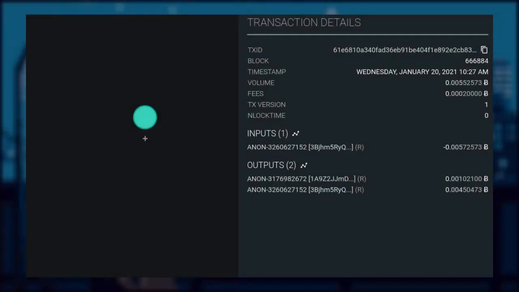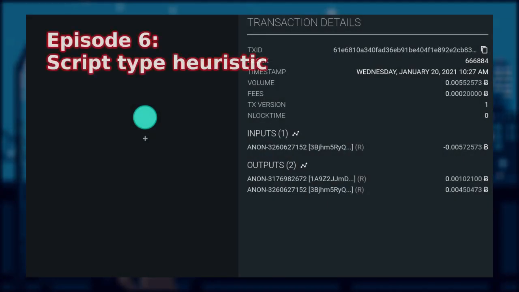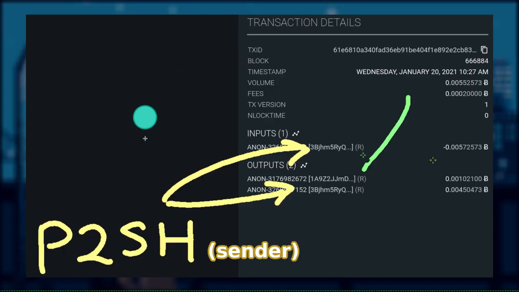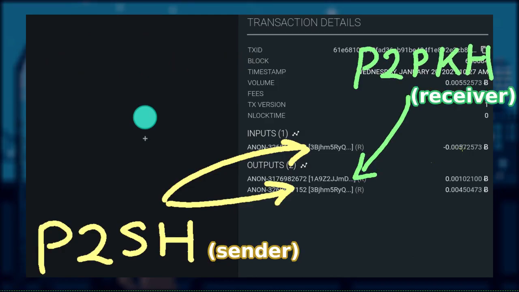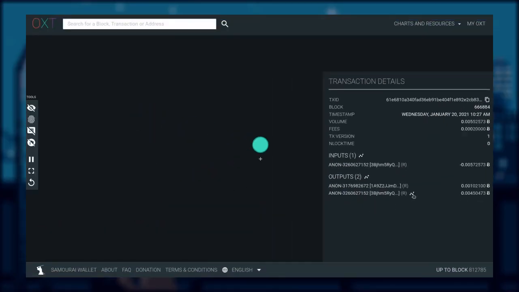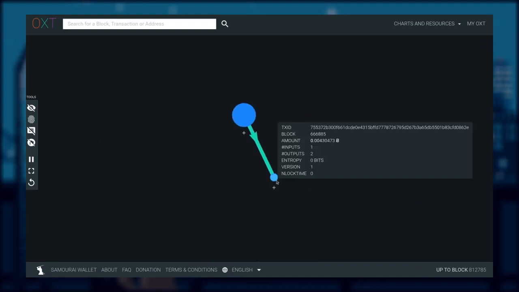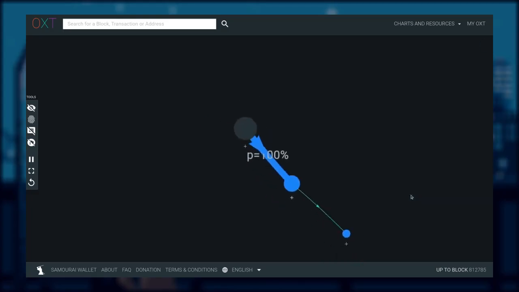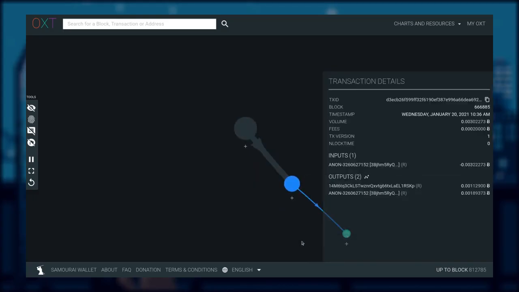Even if the sender did not reuse address, we could apply script type heuristic to determine the sender by matching the address format. So the receiver in this case must be the address starting with 1. Let's follow the output and examine the next transaction. Once again, the address reuse behavior did not stop here. We just need to keep following the same address to obtain the transaction history of this entity.